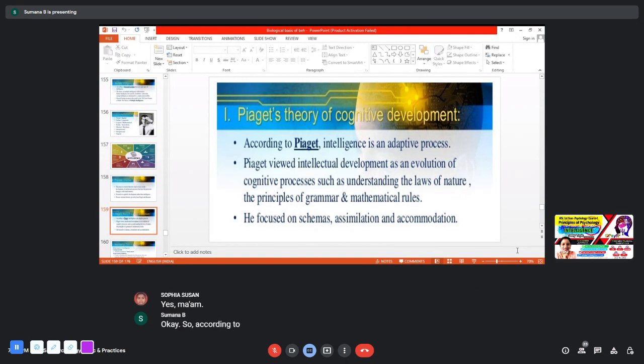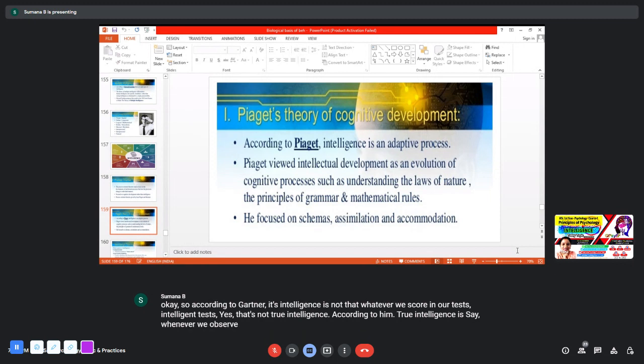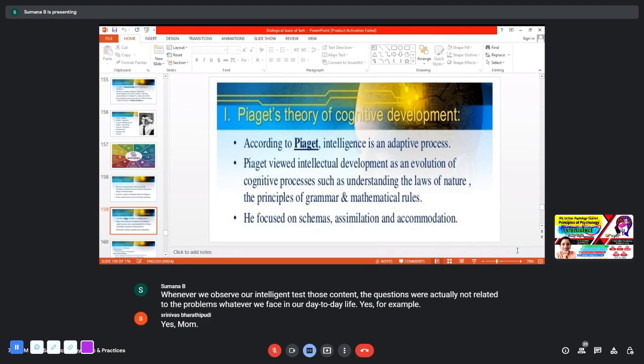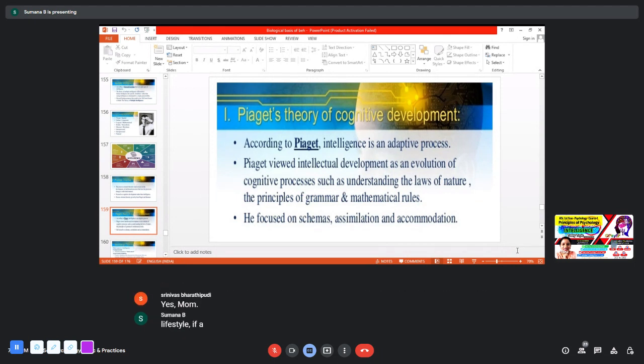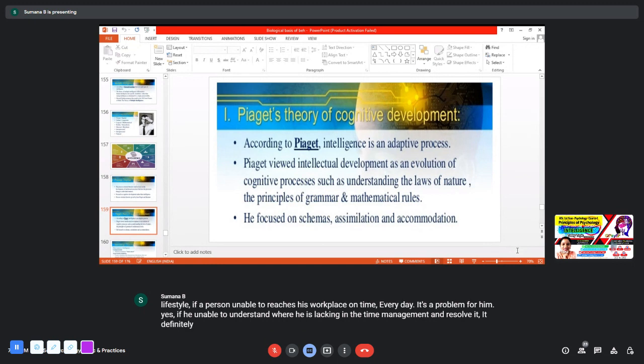According to Gardner, intelligence is not whatever we score in our intelligence tests. That's not true intelligence. Whenever we observe the contents of intelligence tests, the questions are actually not related to the problems we face in our day to day life. For example, due to the family lifestyle, if a person is unable to reach his workplace on time every day, it's a problem for him. If he is unable to understand where he is lacking in time management and resolve it, it definitely is a challenge for his intelligence.